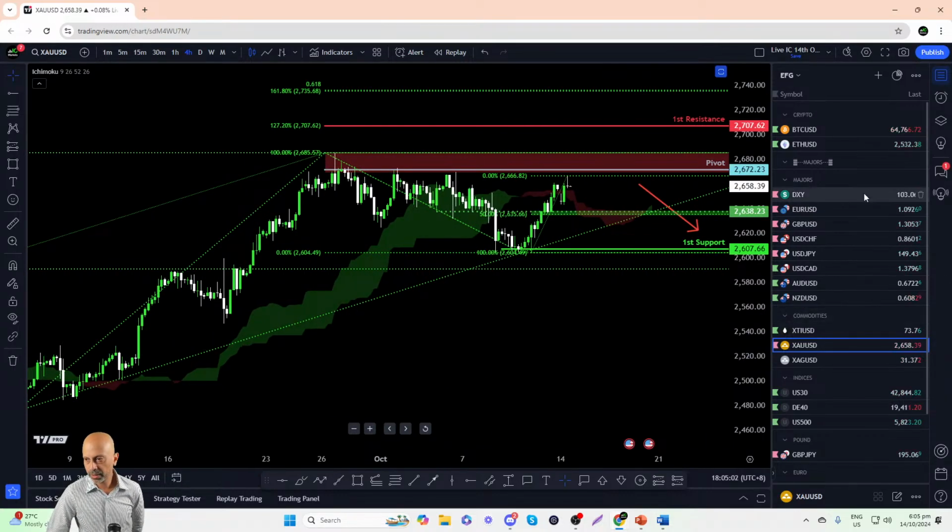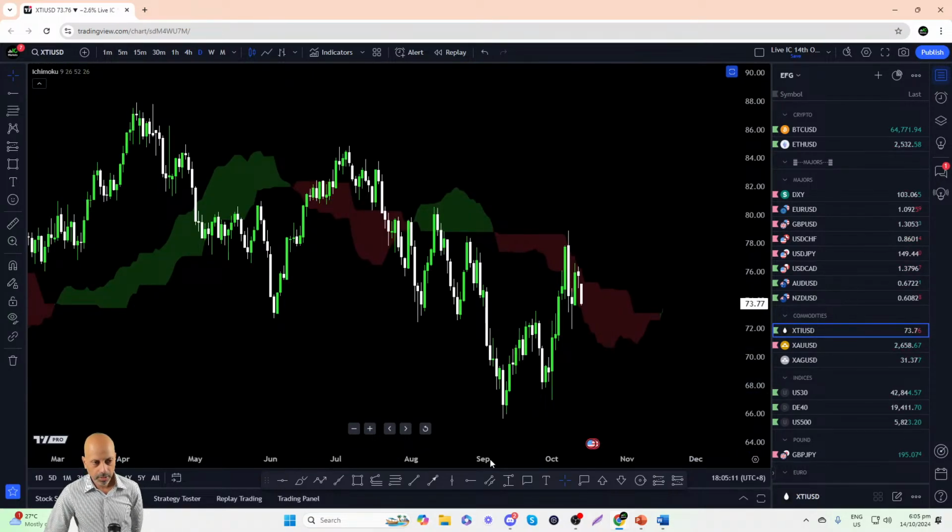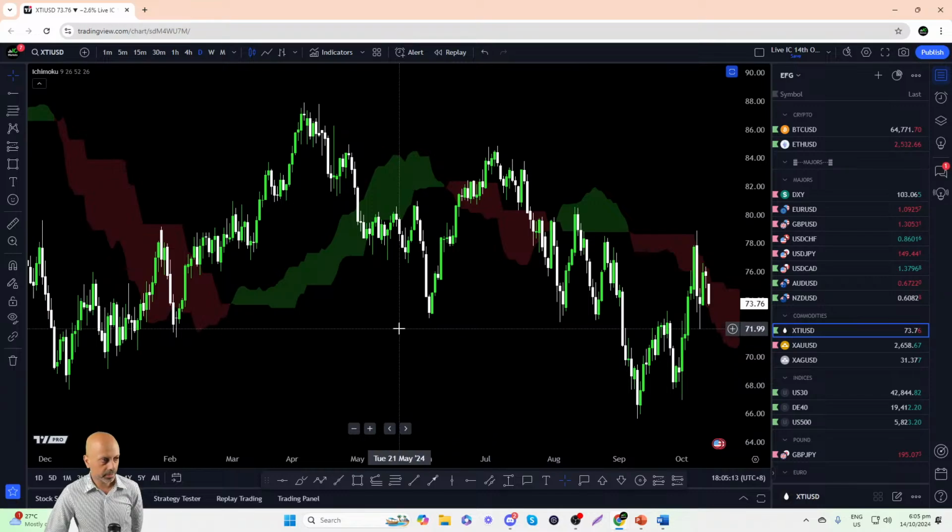Right, okay, so we've covered the dollar index, a few of the major currency pairs, we've covered gold. Let's take a look at XTI USD. We'll cover one more commodity. Then we'll move on over to the indices.